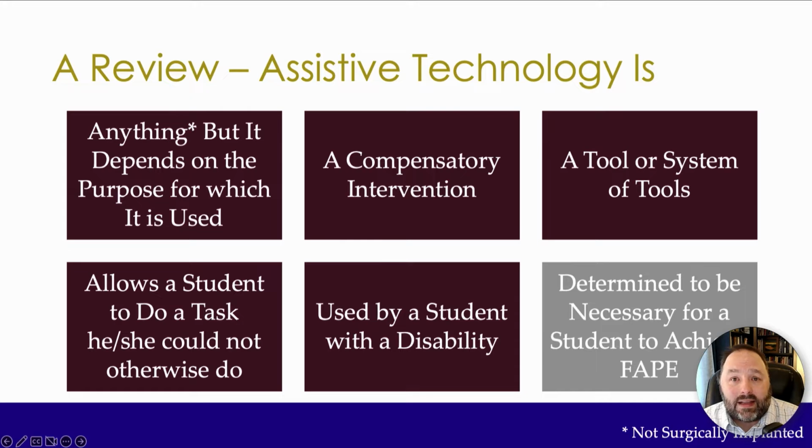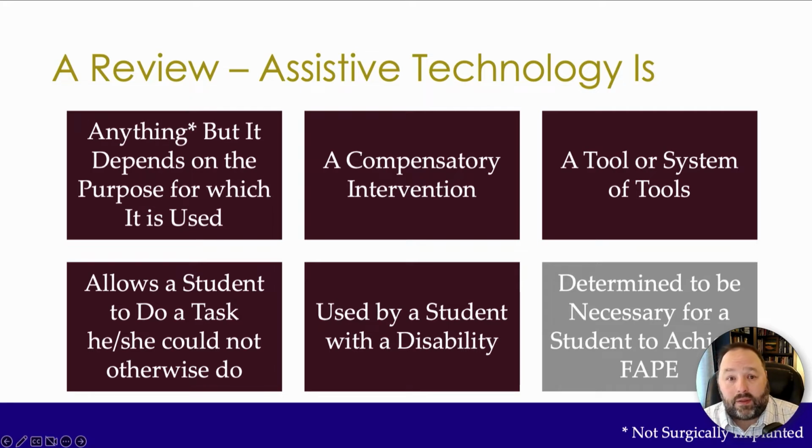Before we get started, I'd like to do a quick little review. I think it's important to have some foundational concepts in definition and process to understand how all of this fits together. A brief review of assistive technology focuses on having a good working definition. So we say that assistive technology is anything not surgically implanted, but really it depends on the purpose for which it is used. This means that there is no classification of what is and is not assistive technology.